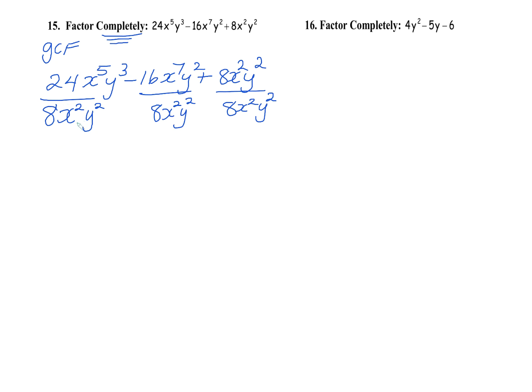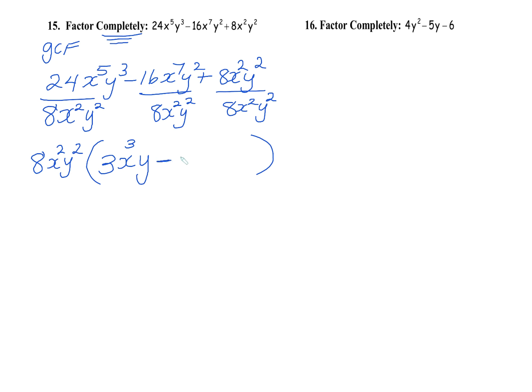Okay, always remember when you're factoring and it's GCF, you have to put the GCF outside your parentheses, because if you had to distribute, you want to get back the original. And to get what's inside, we're going to divide. So 24 divided by 8, that would give me 3. X to the 5th divided by x squared is going to be x to the 3rd. Y to the 3rd divided by y squared is y. So remember, when your bases match and you're dividing, keep your base and subtract your exponents.